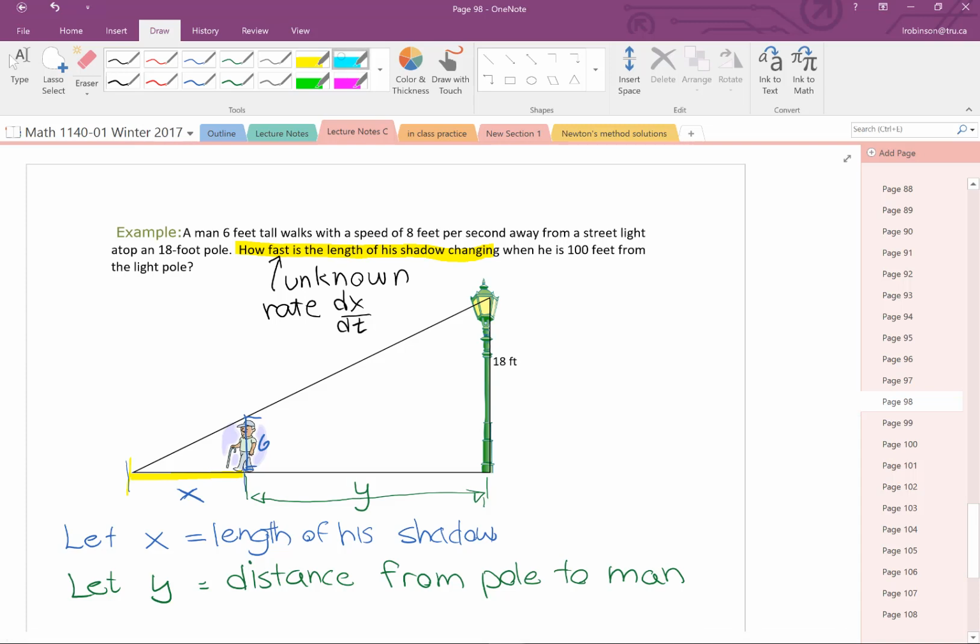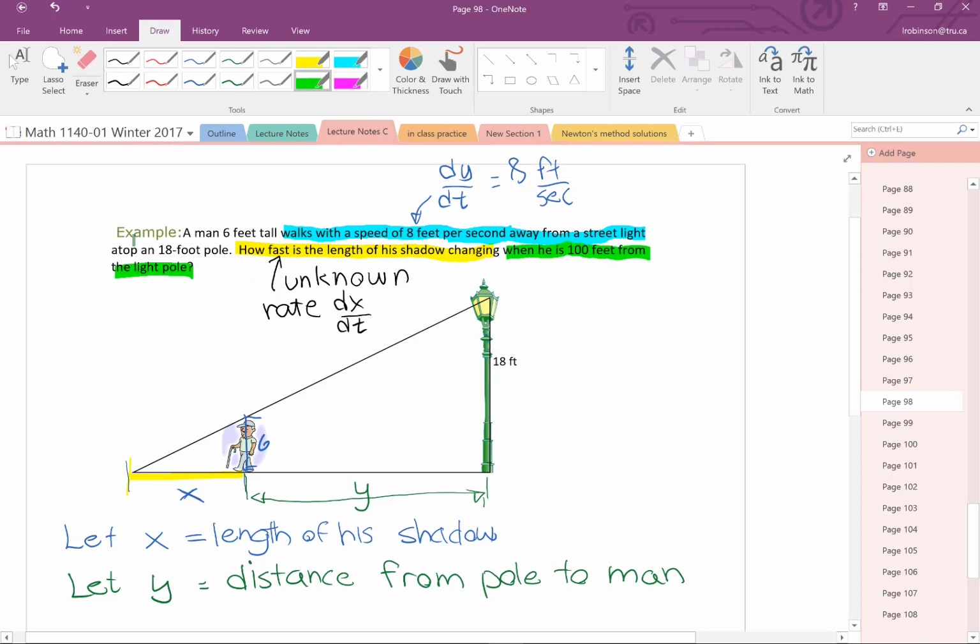Okay, he walks with a speed of 8 feet per second away from the street light. So that's a known rate, dy/dt equals 8 feet per second. When he is 100 feet from the pole. So that says when y equals 100.